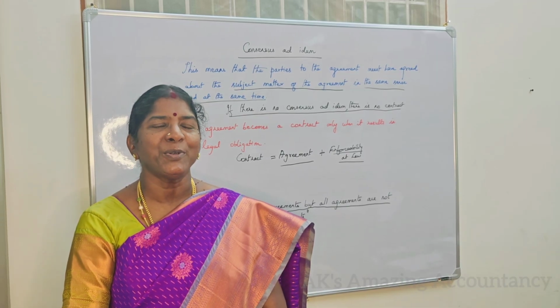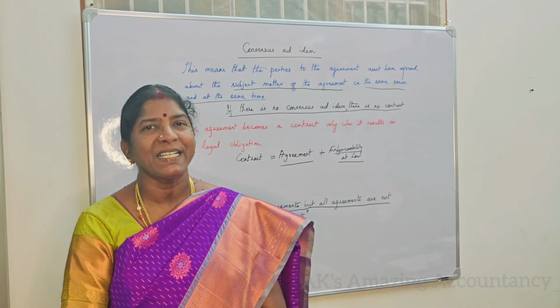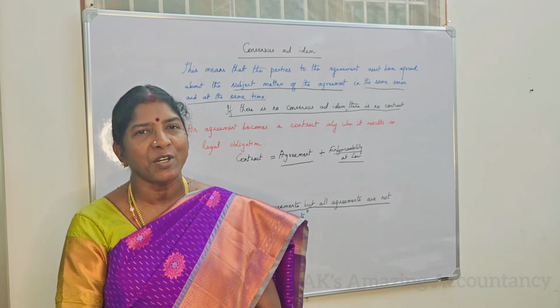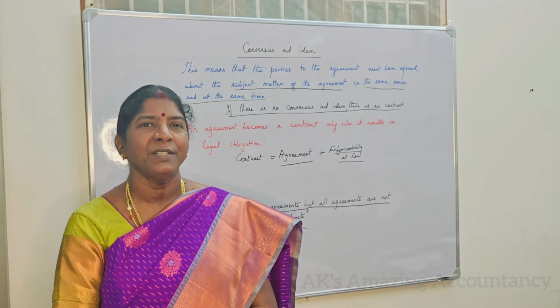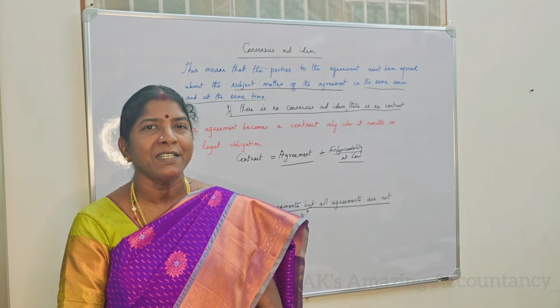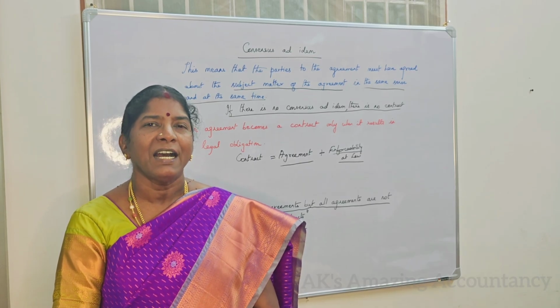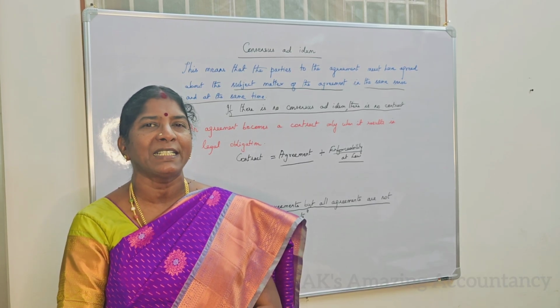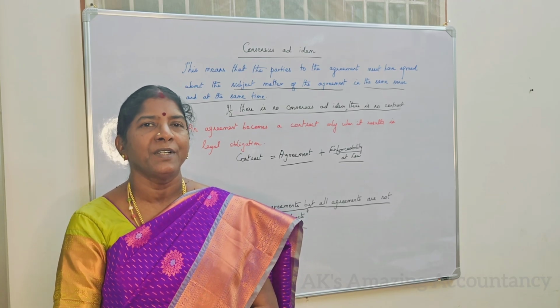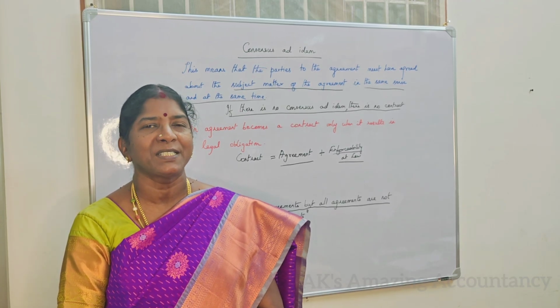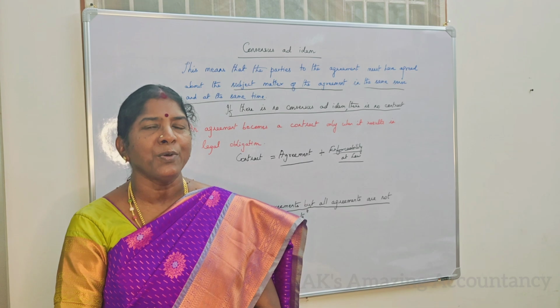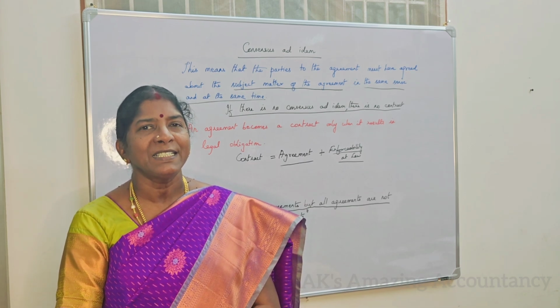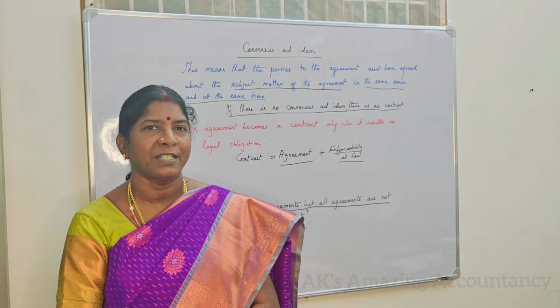So in this video, I have given you some basic information about the Indian Contract Act 1872. I have given a clear explanation for the term contract as defined by section 2 subsection H of the Indian Contract Act 1872. I hope you are clear with the explanation. In my next video, I will be explaining the essential elements of a valid contract.